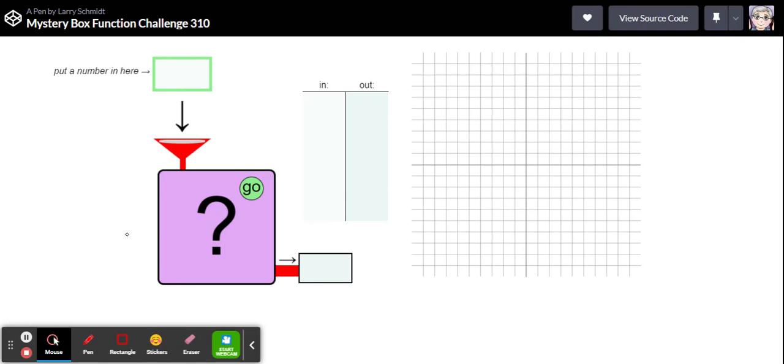Hello everybody and welcome to another mystery box function challenge. In the purple mystery box we've got some math and your challenge is to figure out what it is. You can use the link in the description to try this out on your own, and when you've got an idea, come on back and see if we get the same thing.